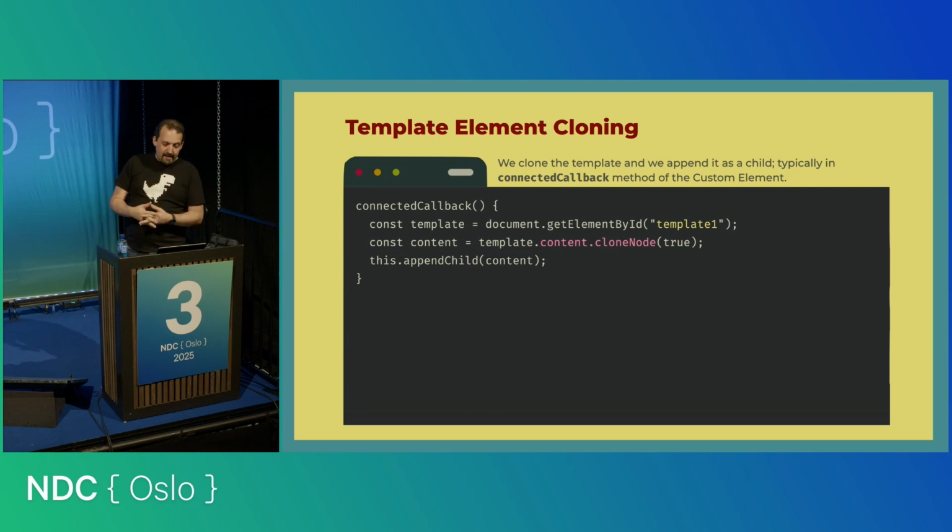For example, if you mix the custom element with templates, you can use connectedCallback, get the element by ID of the template, clone the element, and then appendChild that content. That's how you define your own HTML if the content of your web component is in the current document, in the index.html.